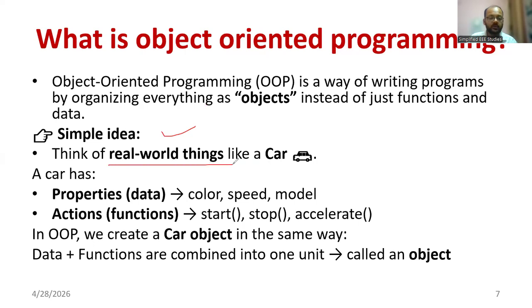A real world thing, like a car. Look at the car. What are the properties of the given car? Color will be there, speed, model. Okay. Then what are the actions applicable to the car, which is considered here? Start will be there. Then stop, acceleration, deceleration. All of these you can consider as functions. I mean, color, speed are all considered data, which is a property, whereas functions are considered as start, stop, etc. Then in object-oriented programming, we create a car object in the same way.